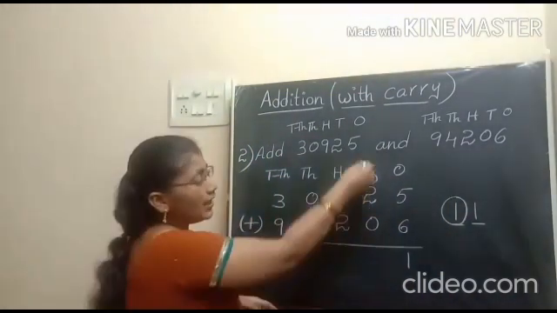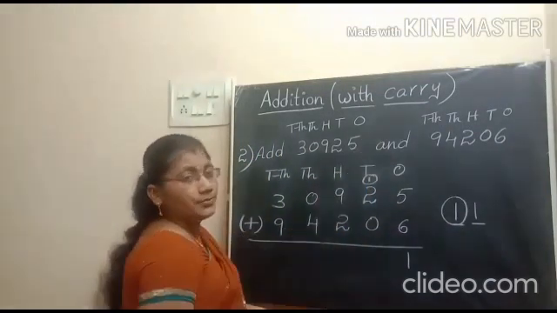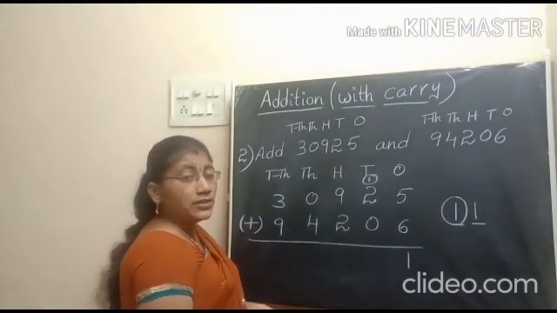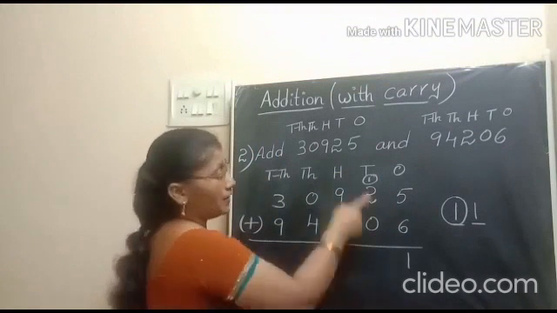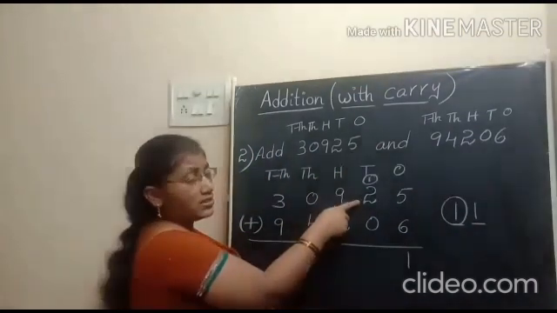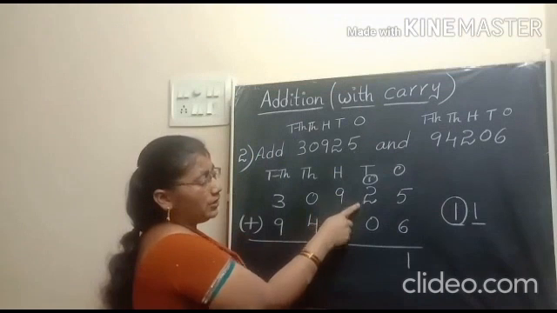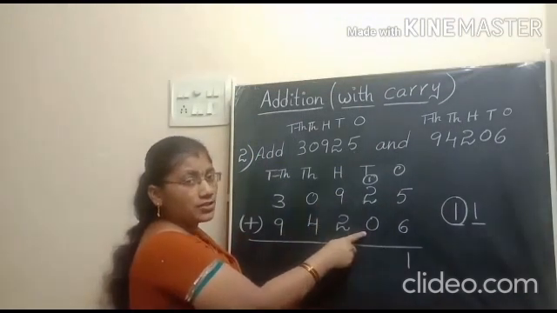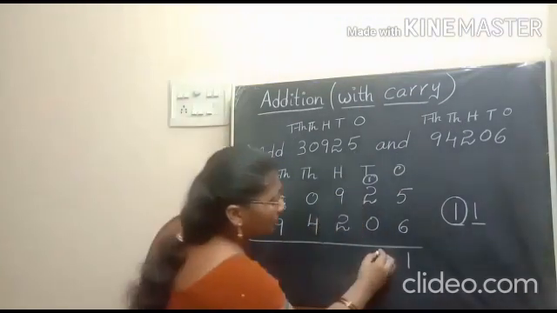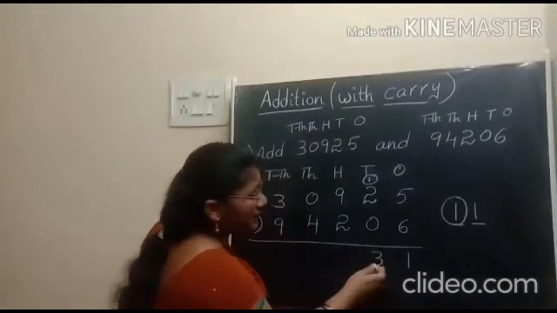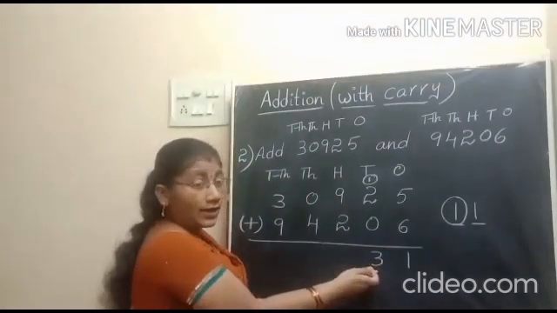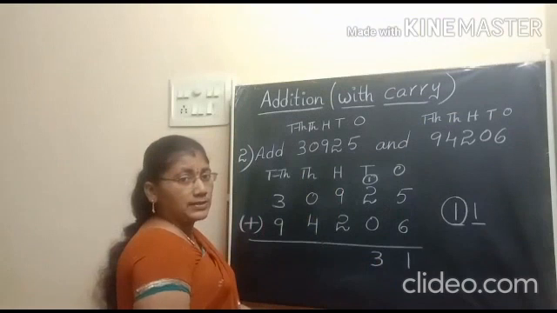Next, we should add the digits in the tens column. While we are adding digits, first we should add carry. Now 1 plus 2, how much is it? 3. 3 plus 0, is there any change? No change. So simply write 3 here. This is a single digit number. There is no carry to pass to the next place.